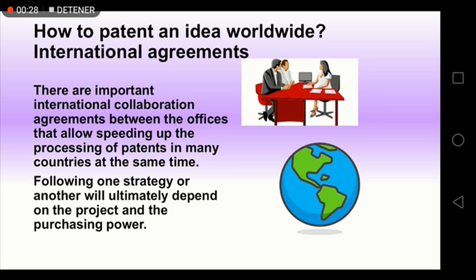How to patent an idea worldwide? International agreements. There are important international collaboration agreements between the offices that allow speeding up the processing of patents in many countries at the same time. Following one strategy or another will ultimately depend on the project and the purchasing power.